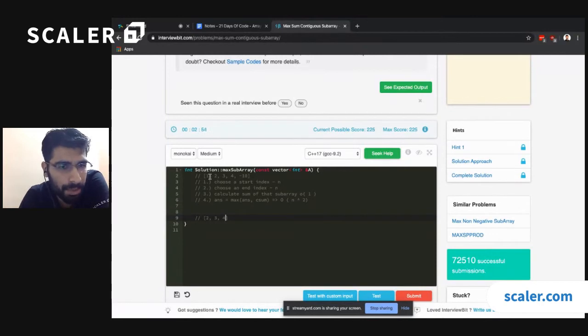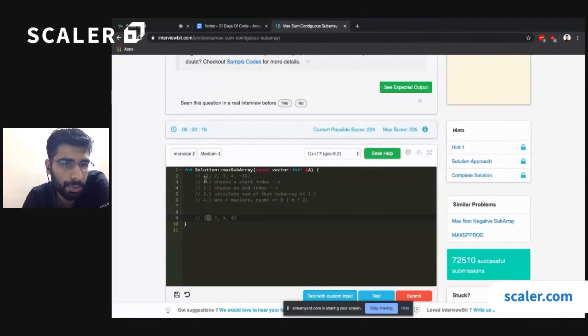As the number just before 2 was 1, which is positive, it will never be a bad thing if I also include 1. It will only increase my answer. So if somehow I can compute that the sum before my current index is positive, and I can include that sum in my answer, that will work, right?